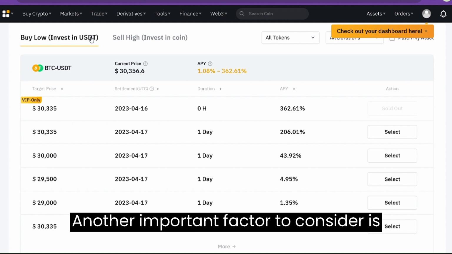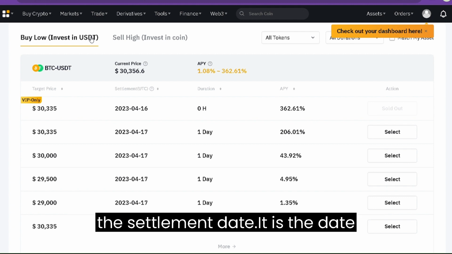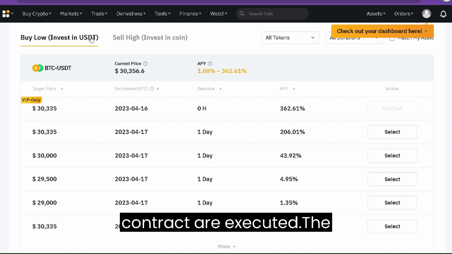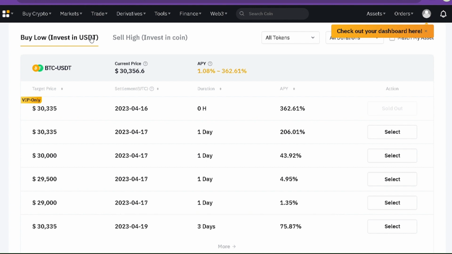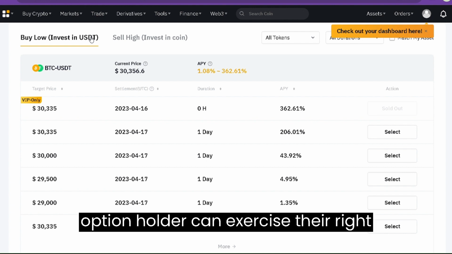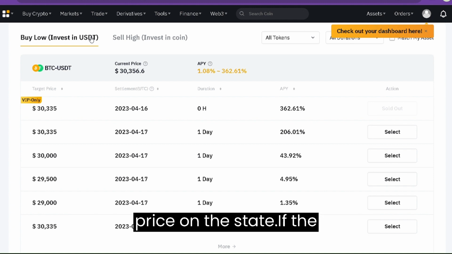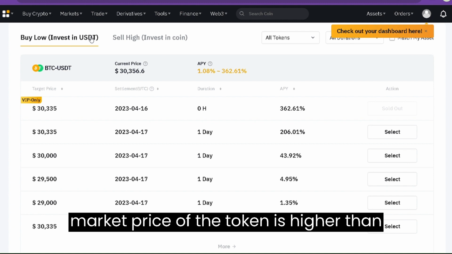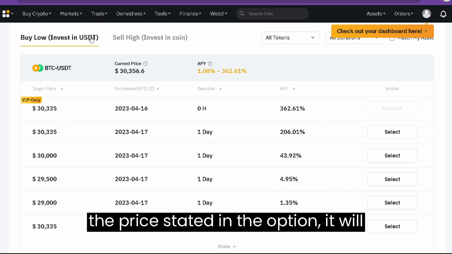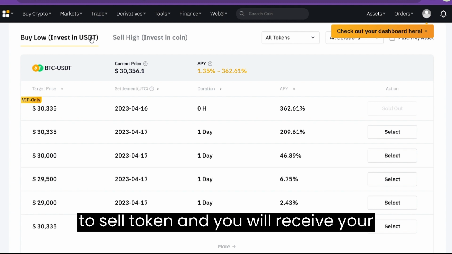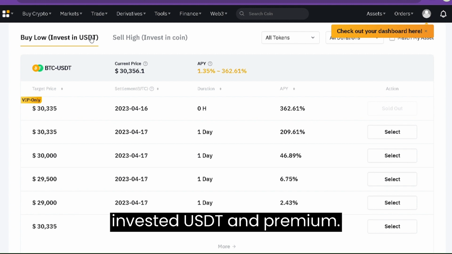Another important factor to consider is the settlement date. It is the date on which the terms of the options contract are executed. The option holder can exercise their right to sell you a token at the agreed upon price on this date. If the market price of the token is higher than the price stated in the option, it will not be beneficial for the option holder to sell the token, and you will receive your invested USDT and premium.